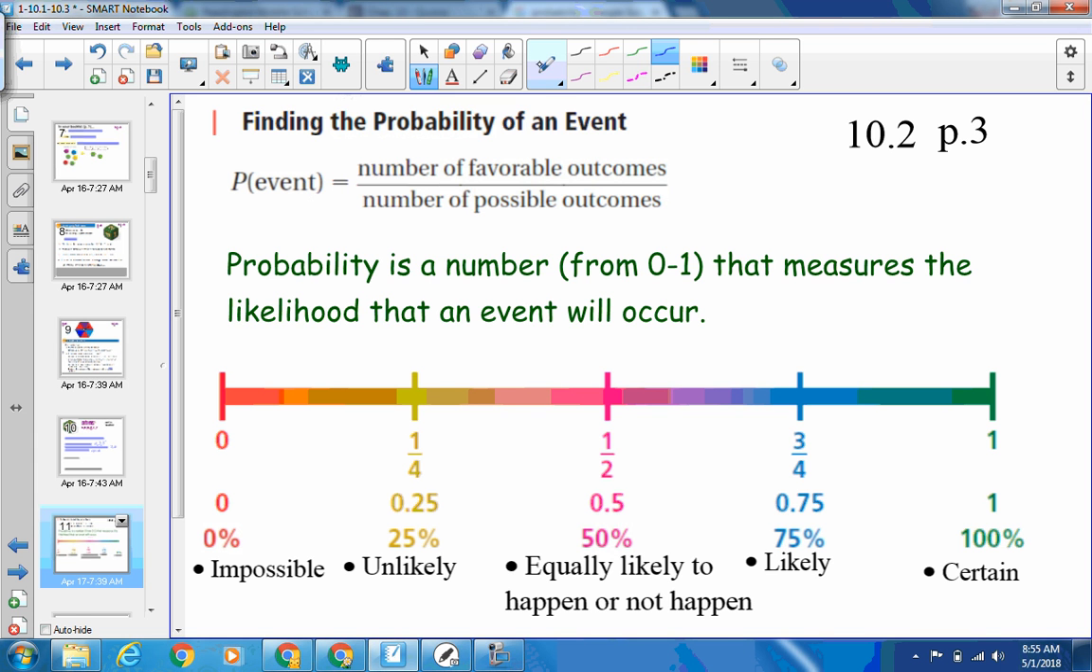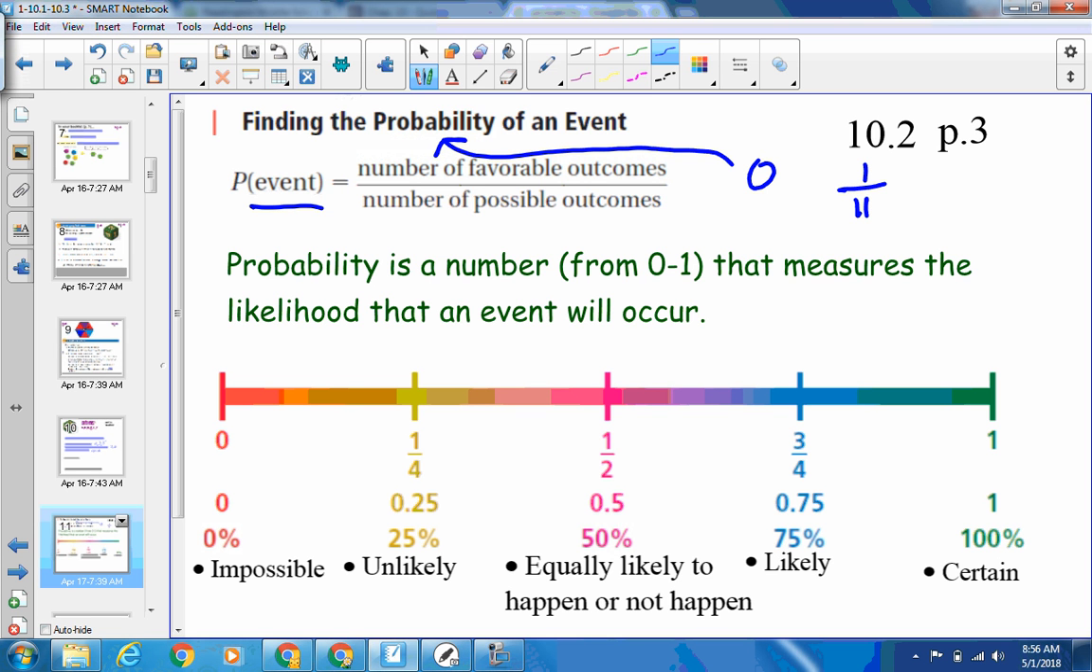An event is what's going on, like spinning a spinner or rolling a number cube. And how you find probability is you take the number of favorable outcomes and divide by the total possible. So for example, if I said, what's the probability of choosing the letter O out of the word probability? Your favorable outcomes would be the one O in the word, and you would count the total number of letters, and there's 11. So your probability of choosing an O would be 1/11.